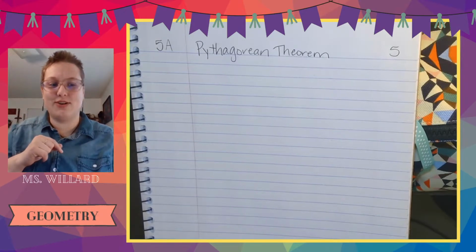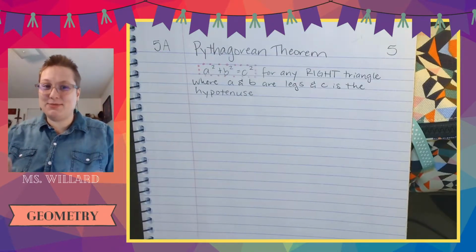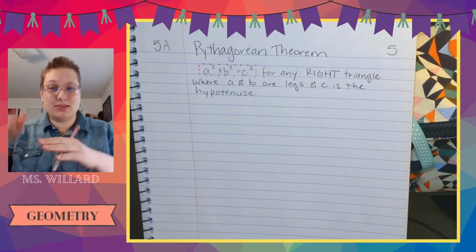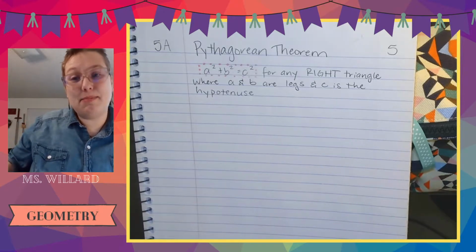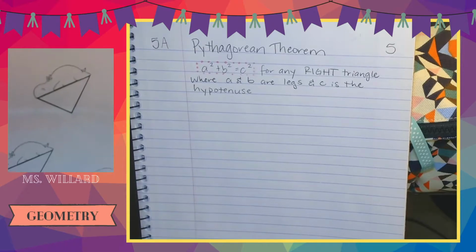So let's get started. The Pythagorean Theorem is a squared plus b squared equals c squared. But this only works for right triangles, and a and b are the two shorter sides, and c is the hypotenuse. I've been calling this the hypotenuse all year because the hippo sits on the longest side.